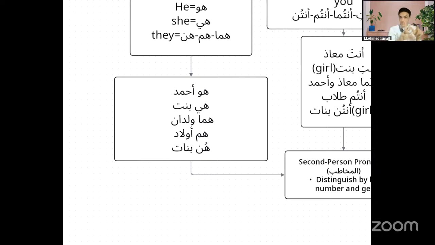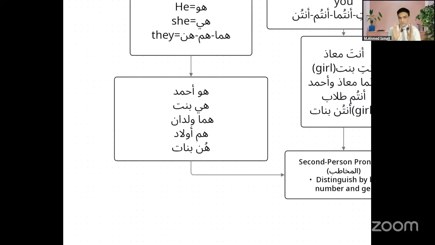So huma waladan, they are two boys, and huma is just for two. Like we say huma or antuma, both of them are for two, whether they are males or females. You can say huma waladan or huma bintan, two girls. You can say also huma Ahmed wa Ali or huma Ahmed wa Maryam. So it's okay. Hum أولاد.